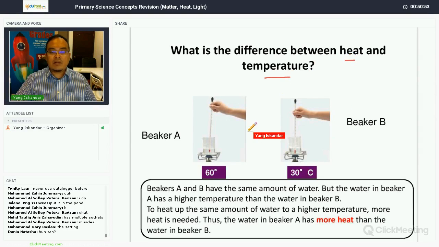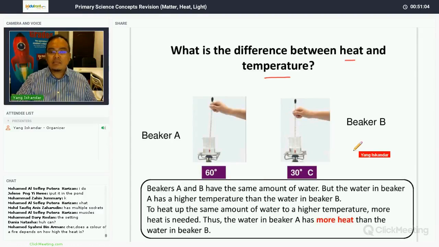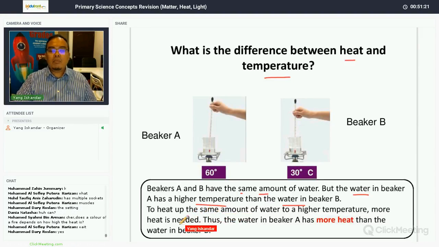Let's take a look at this experiment. I will use two examples to illustrate the difference between heat and temperature. Now let's look at beaker A. In beaker A, the temperature is 60 degrees Celsius. In beaker B, the temperature is 30 degrees Celsius. Beakers A and B have the same amount of water, but the water in beaker A has a higher temperature than the water in beaker B. To heat up the same amount of water to a higher temperature, more heat is needed. Thus, the water in beaker A has more heat than the water in beaker B.